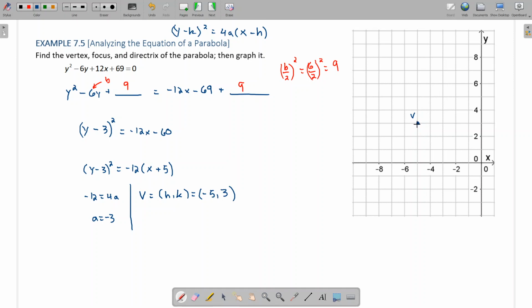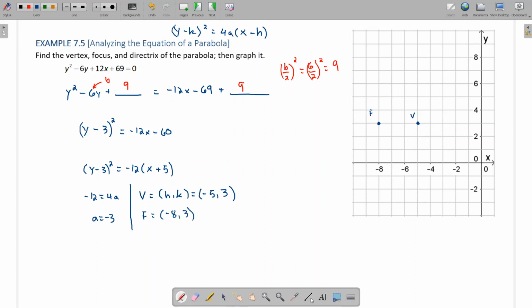So our focus has to be to the left of the vertex. The focus is always inside, and if our parabola is opening like this, that means the focus is going to be in here. And it's 3 units away, so we move 3 units to the left to get to that focus. That puts us here at -8. So the focus is -8, +3.